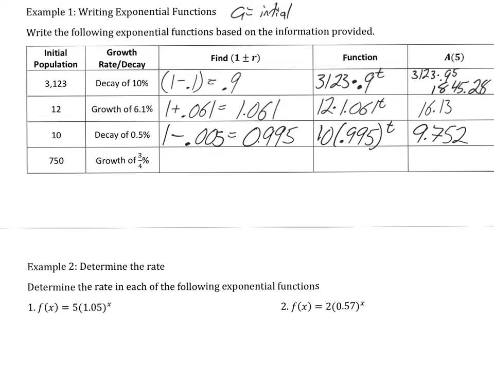9.752. One way you can also double check this is the fact that it says decay, and we know that means it goes down. Look and see. We started with 10, we got 9.752. Did that go down? Yeah, it did. So that is what we were looking for.